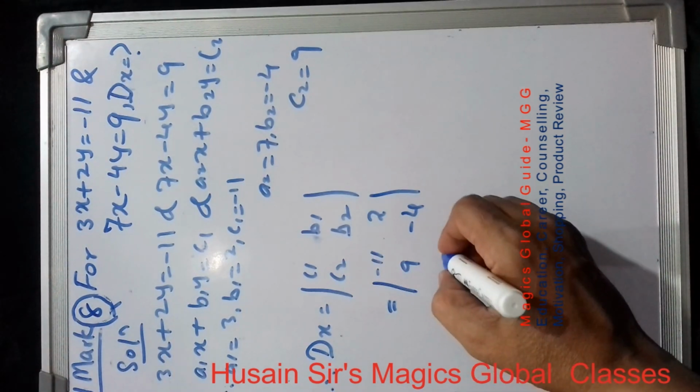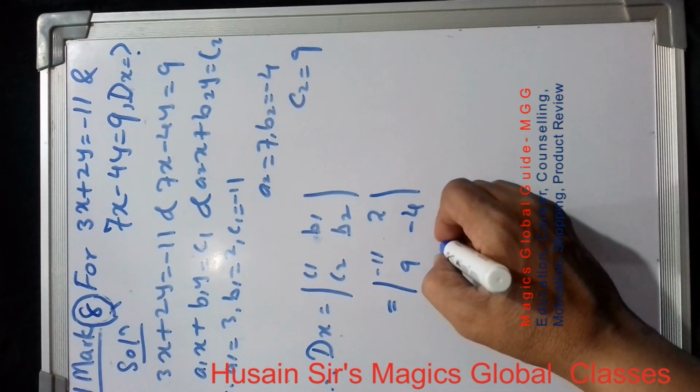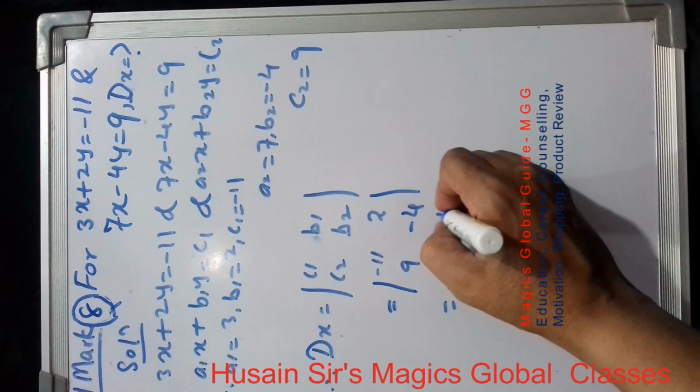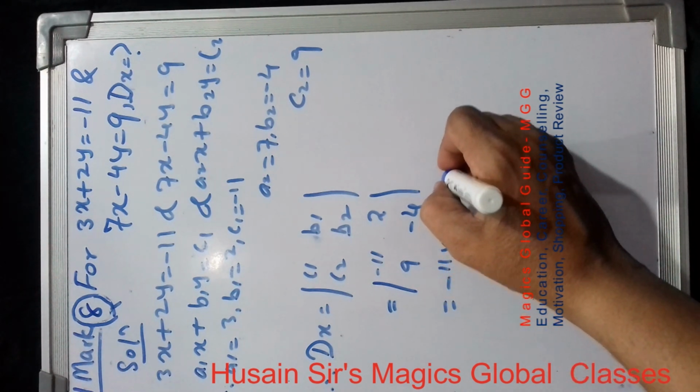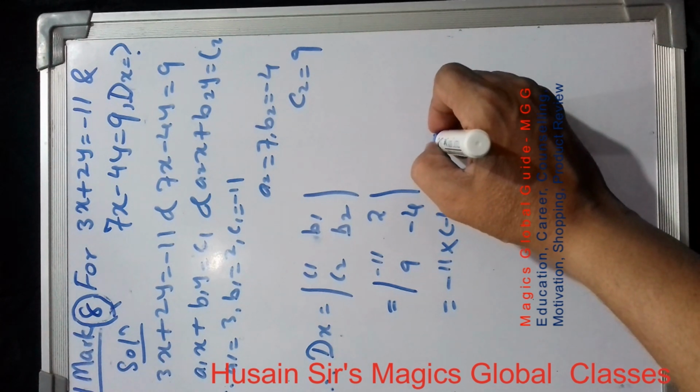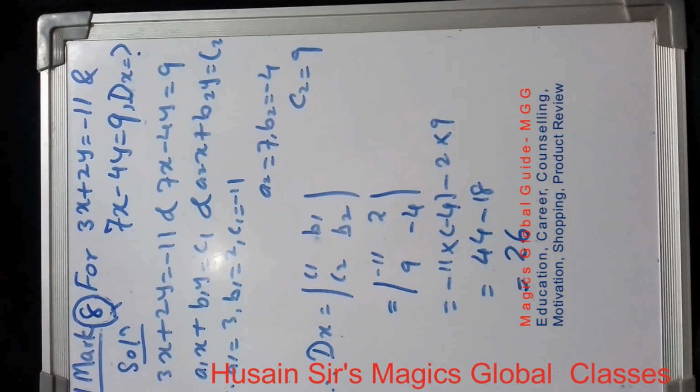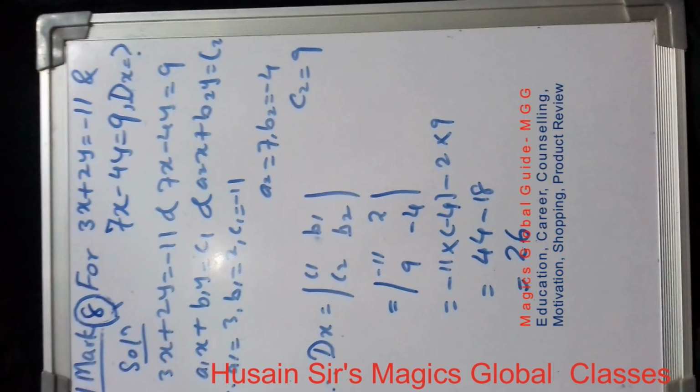Now the next question what we have here, for the equation 3x plus 2y is equal to minus 11 and 7x minus 4y is equal to 9, what is the value of Dx? So we compare the two equations with a1x plus b1y is equal to c1 and a2x plus b2y is equal to c2. We have the values of a1 b1 c1, a2 b2 c2, and the determinant Dx will be formed by c1 b1 and c2 b2.